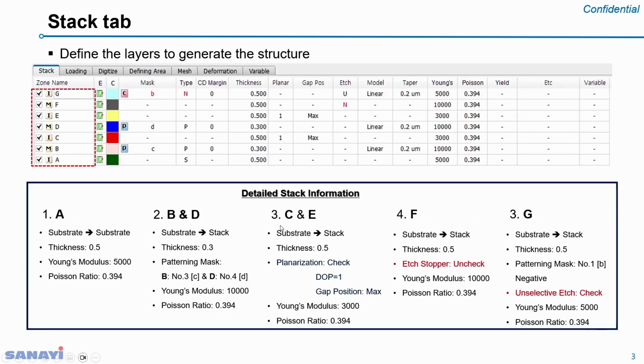For layer C, to completely planarize, I will set the DOP as 1, and gap position will be selected as max without reference drawn setting. It means that the planarization option is applied based on the highest position of the bottom layer, layer B. And for the Young's modulus, I will change it as 3000. And for the Poisson's ratio, I will use the default setting.